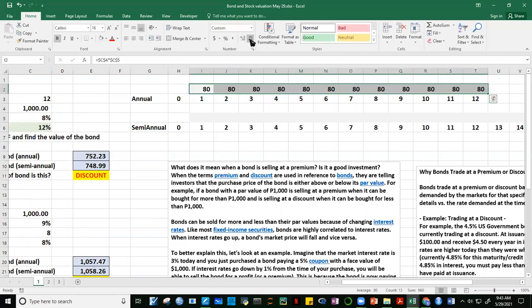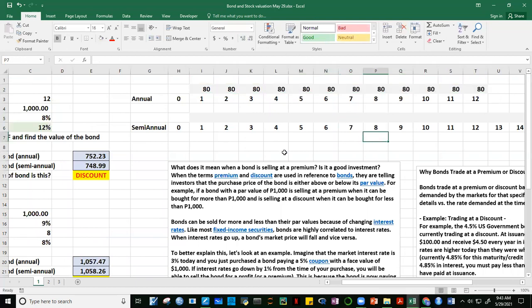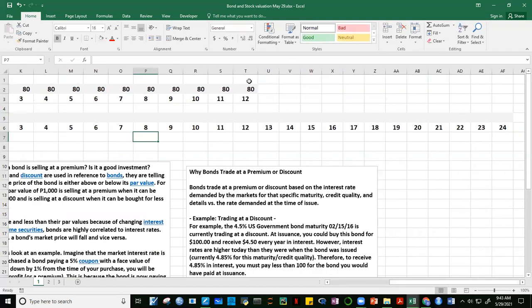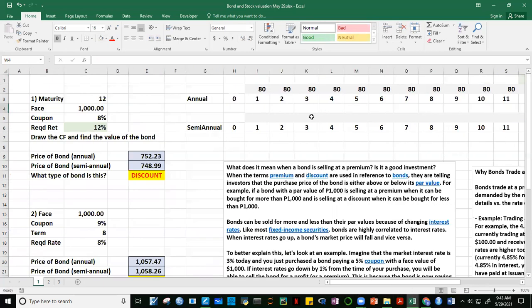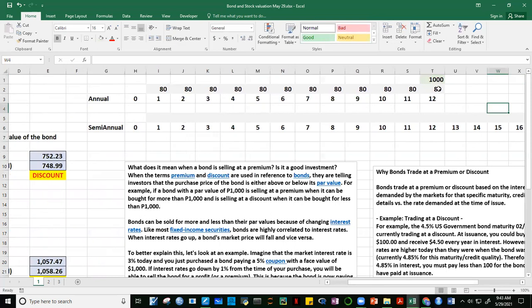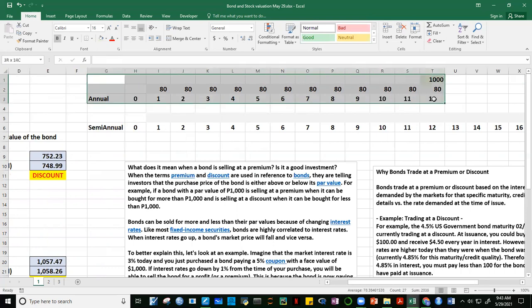Let me just remove the decimal here. 80 pesos for the interest for 12 years. But at the end, we're going to have the 1,000, the return of the principal. So this is the cash flow. From year 1 up to year 11, that's 80. And then on year 12, it's supposed to be 1,080. So it's the interest plus the principal. This is the cash flow for this bond investment.